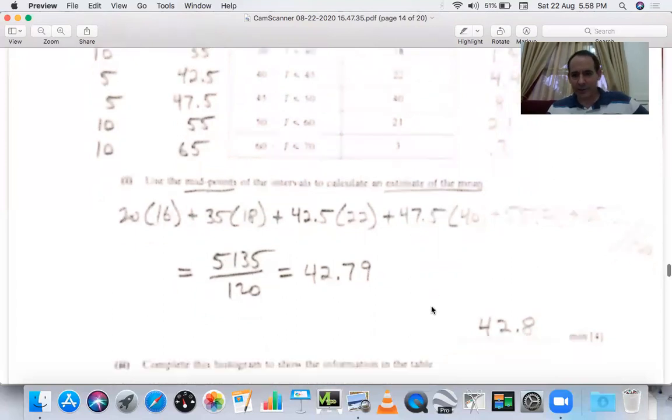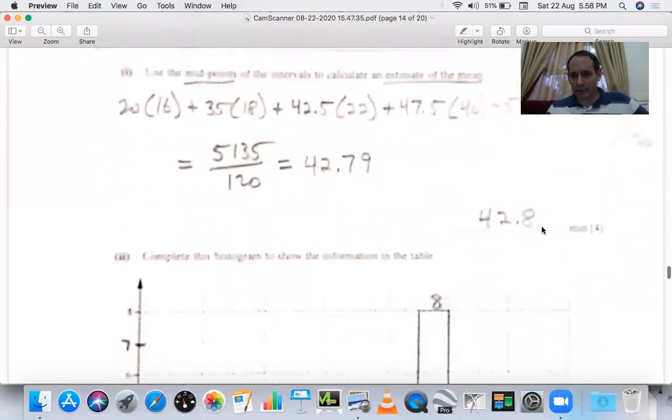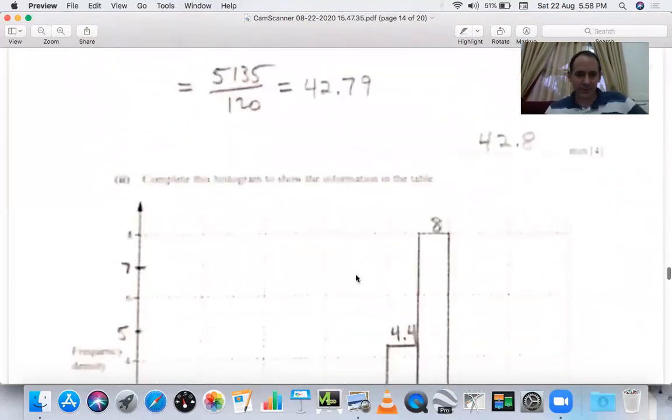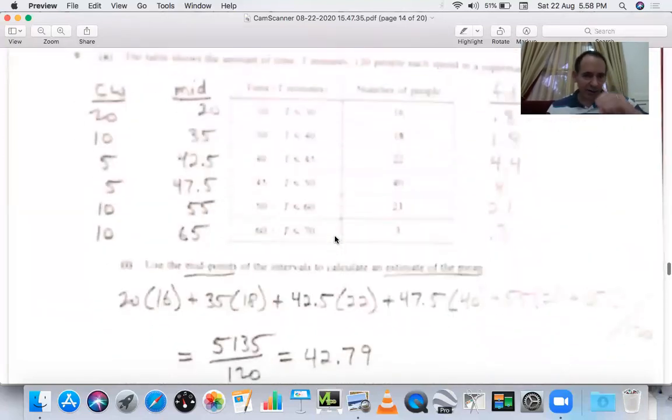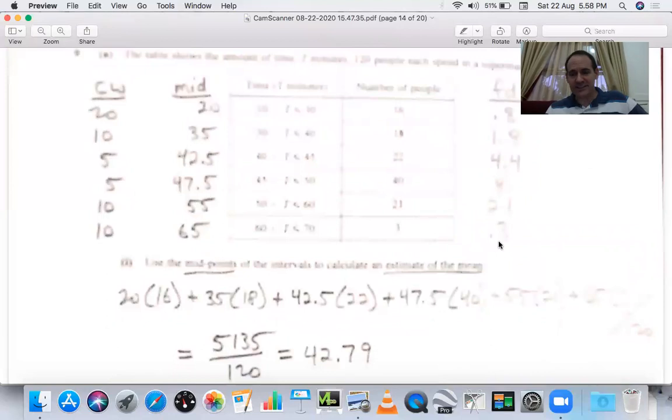And that gives you 42.79 or 42.8 to 3 significant figures. Complete the histogram. Well, to get histogram, you need frequency density. And to use frequency density, you need the class width. So class width is just subtracting the 2 numbers. Here's 30 minus 10 is 20, 40 minus 30 is 10, 45 minus 40 is 5. So go through, calculate your class width.